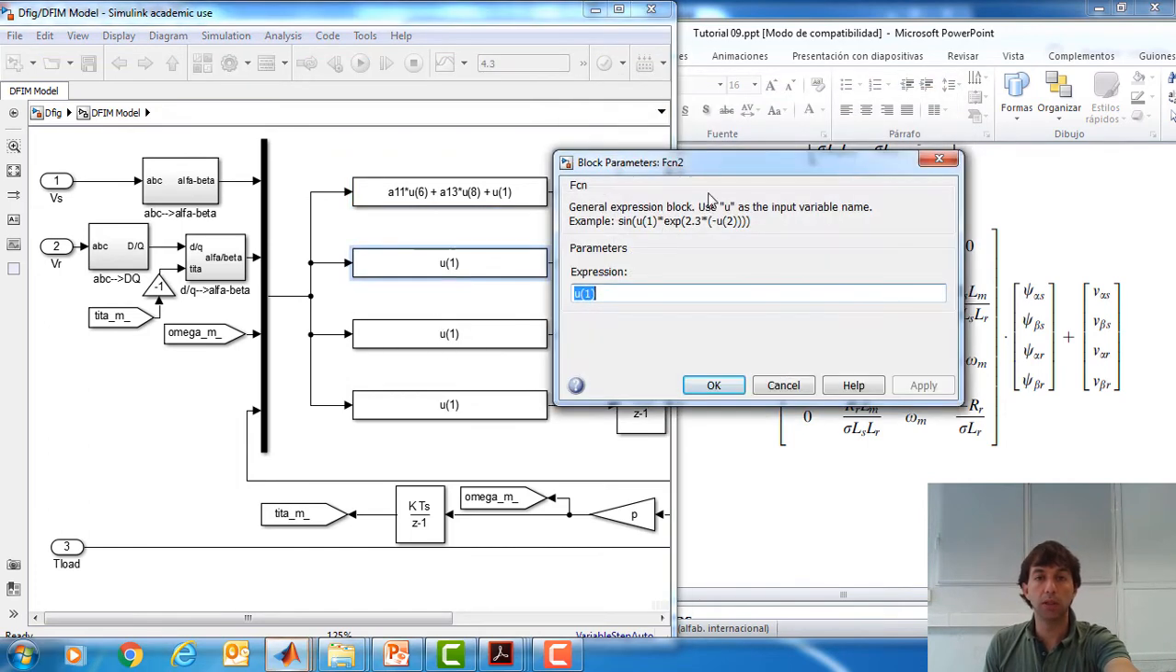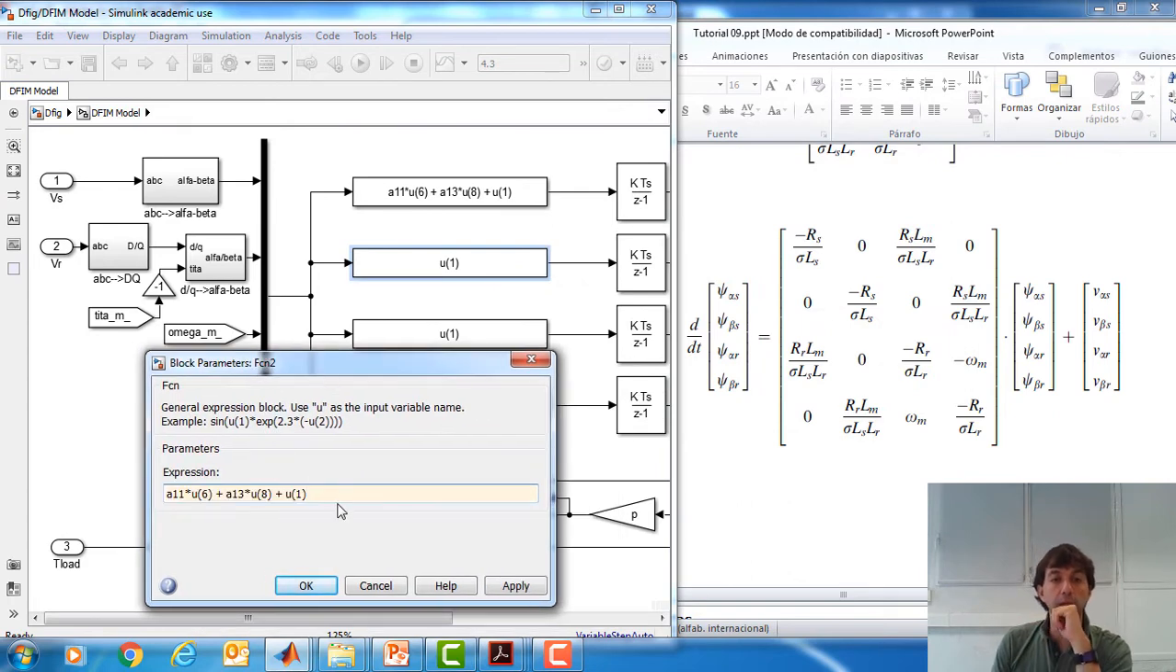Let's do it first here. So let's copy it there. So in this case, if this was U6, now we need U7 multiplied by A22. Then we have A24 multiplied by, that will be 9 input, and the second stator voltage, the beta component, will be U2.